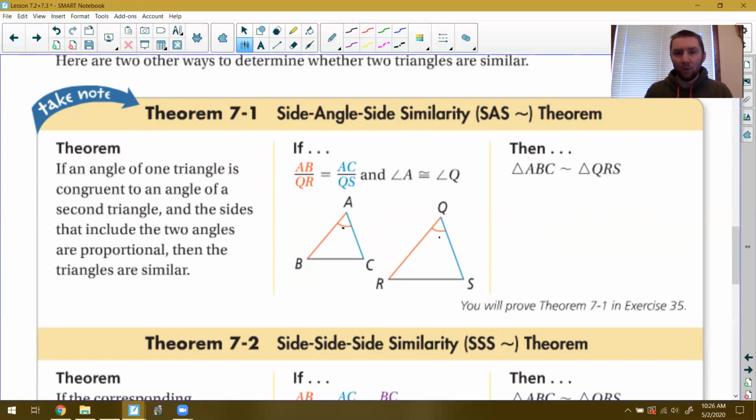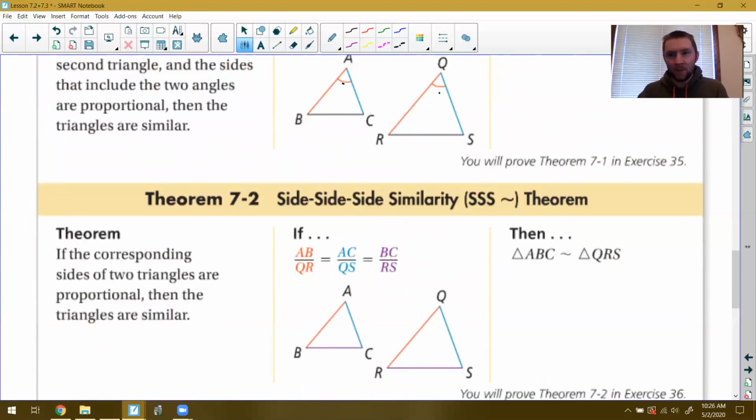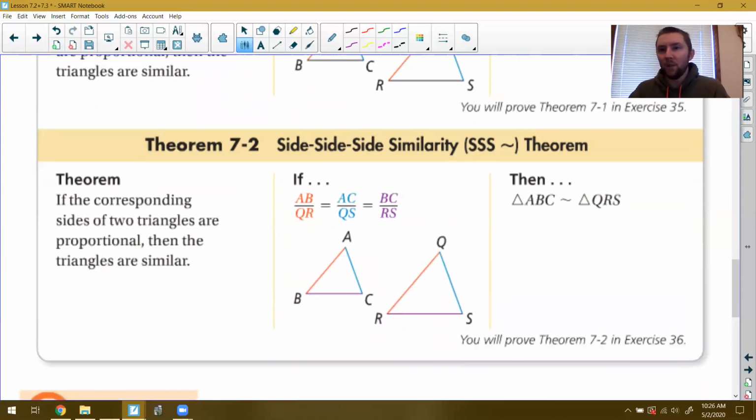All right, and then the other shortcut is called side, side, side, and this one doesn't use angles at all. Okay, we don't know anything about the measures of any of the angles, but if we can show that all three pairs of corresponding sides make equal ratios, in this case AB with QR, AC with QS, BC with RS, if we can show that those are all equal ratios, then we don't need to know anything about the angles. We can simply say, okay, yes, these are similar triangles. Now, once they're similar, then of course we know all the angles are the same, but we're not using the angles here to prove or to show that the triangles are similar, all right?